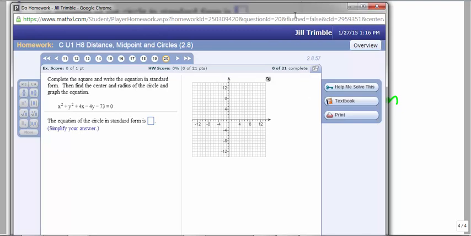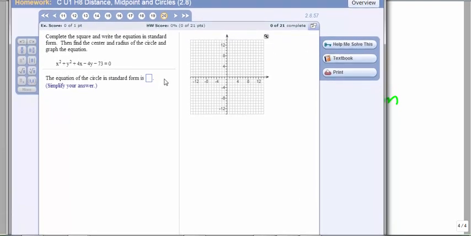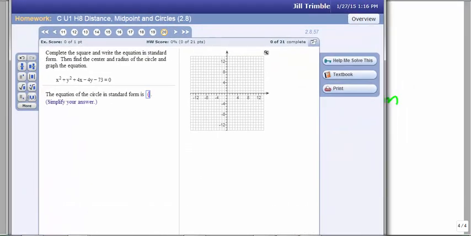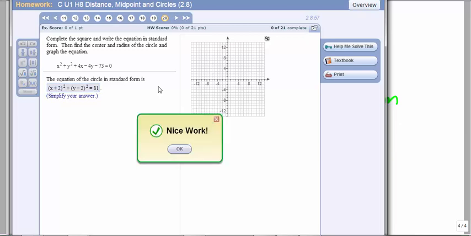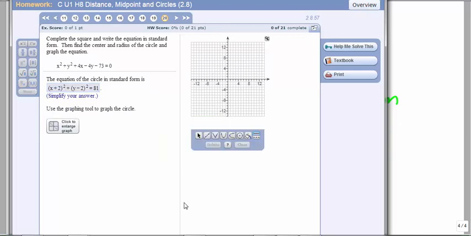Now, we want to make sure, oops, we better put this in, because if we don't put this in, they're not going to let us get to the graphing part. So what was that? (x + 2) squared plus (y - 2) squared equals 81. I think that's what it was. Okay. So now we can graph it.